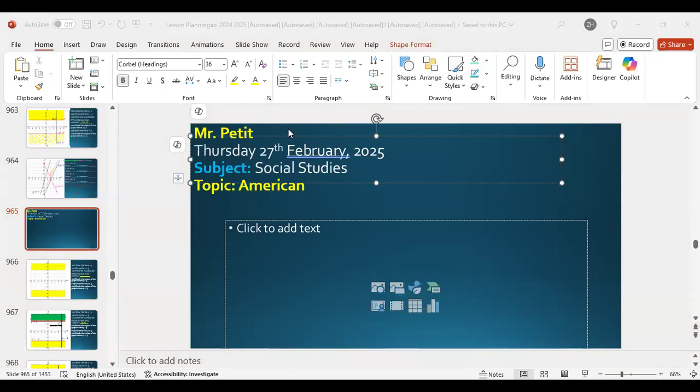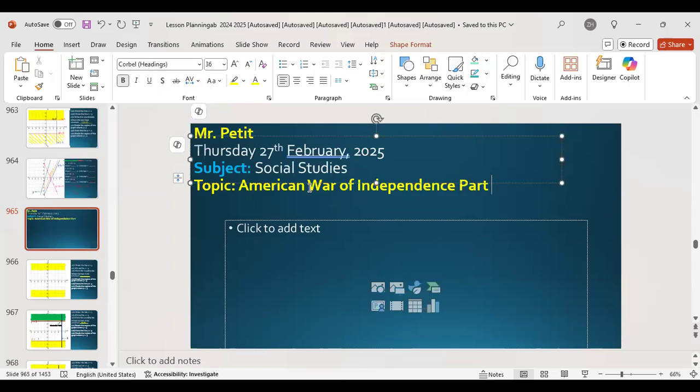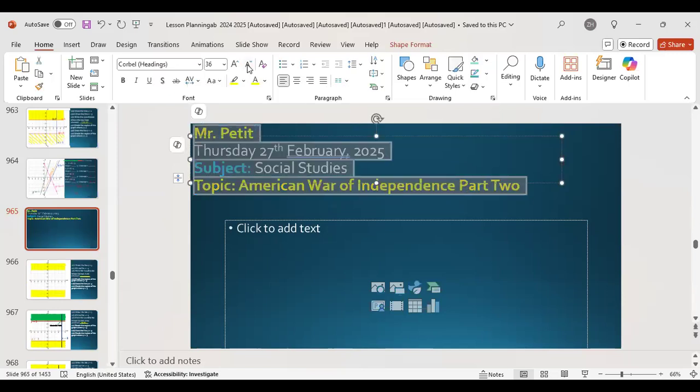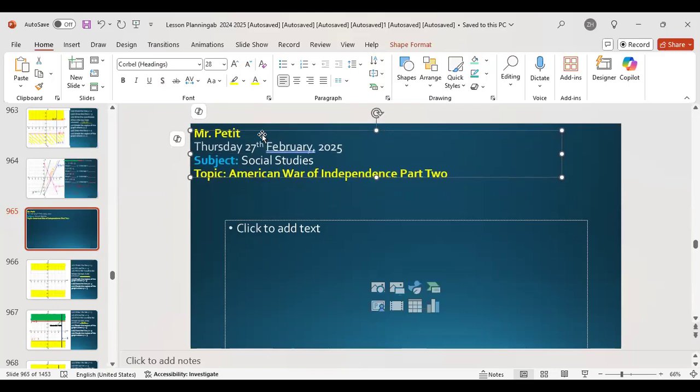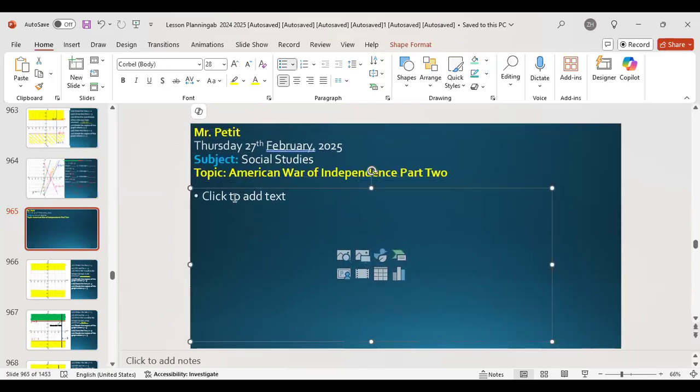So we talked about how we had the American War of Independence because first, America and Britain were allies. So this is American War of Independence, part two. We said that America wanted to be free. They didn't want to be trapped with Britain. But you had some colonists who wanted to remain loyal to Britain.